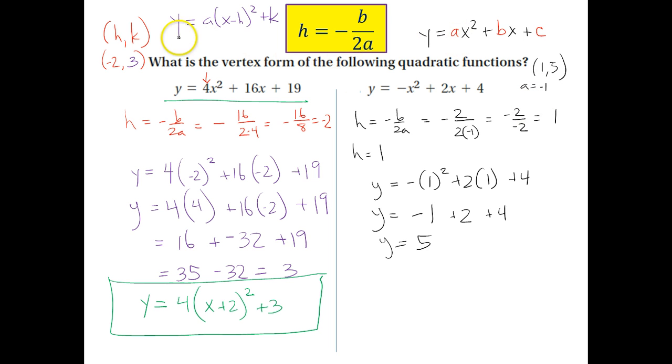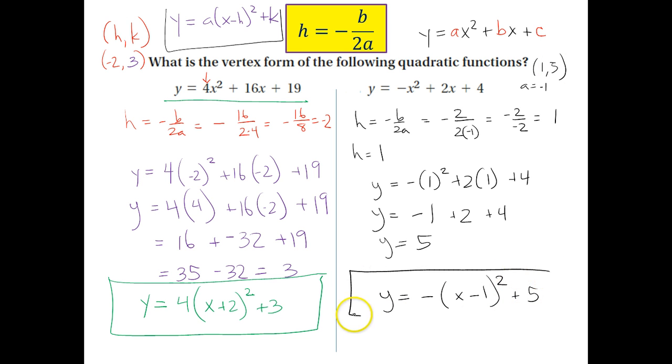So all I got to do is plug into my vertex form. And I get y equals negative 1, so I just got to put a negative sign, times x minus h, which is 1, squared, plus k, which is 5. Ding! You're done.